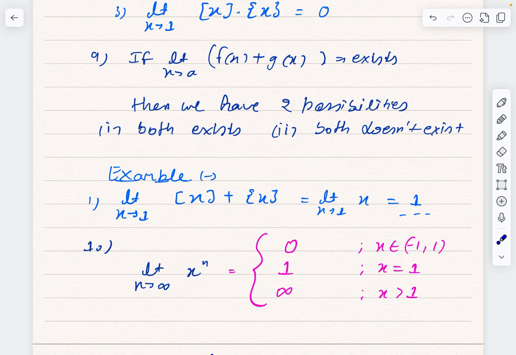Again, it's all just a very high level concept. We don't need to go into that much depth. So whatever points I have given, just remember them. With time, you will understand better. For now, just see this thing. If x lies between -1 to 1, the answer will be 0. If it is exactly 1, it will be 1. And if it is greater than 1, it will be infinity. That is the algebra of limits.